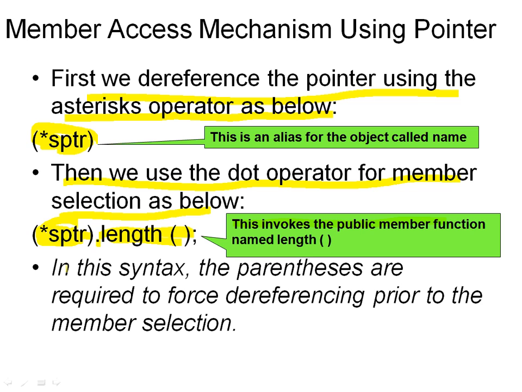Now in this syntax that I'm showing here, parenthesis, asterisk, sptr, parenthesis closed, dot length, the parentheses are required to force the dereferencing prior to the member selection. If I don't use parentheses, I'll have a huge problem because the dot operator has a higher precedence than the asterisk operator, and then my length function will not get called because I don't even have my object that should call it. So these parentheses, this one and this one, are required before member selection.